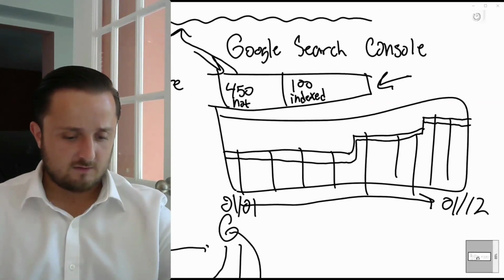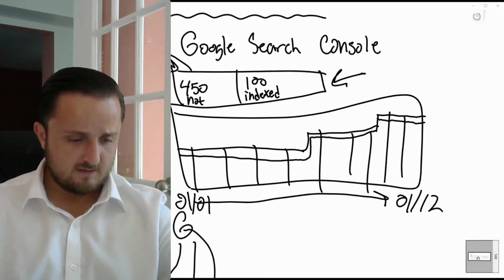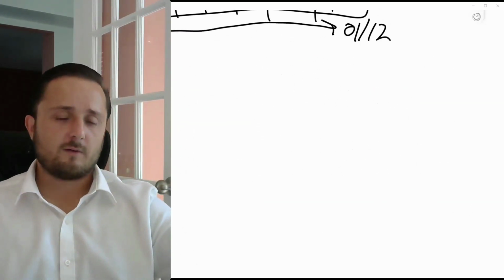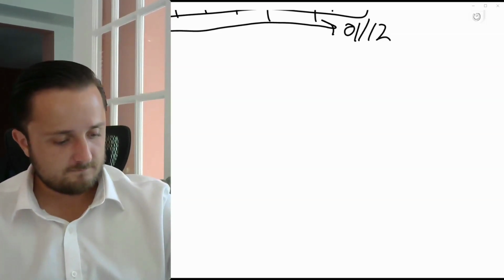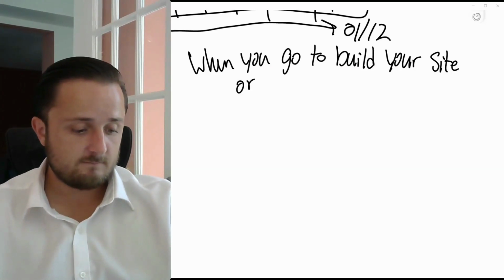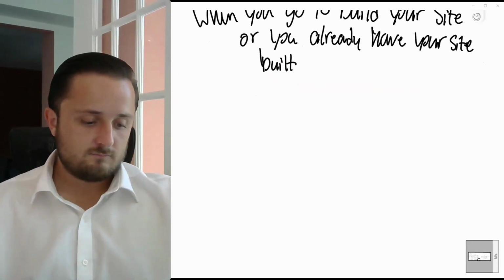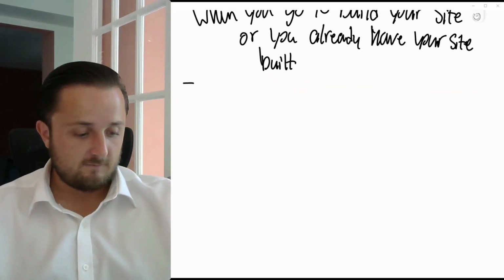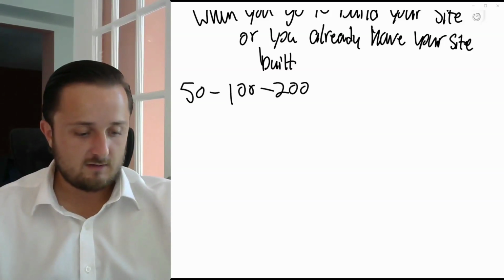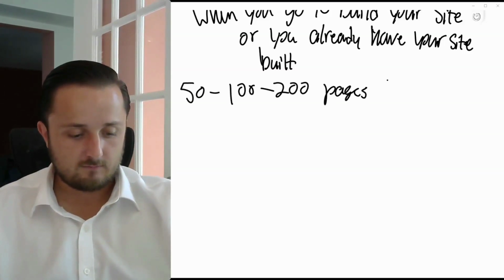Another thing, since we're here, that I want to talk about is when you go to build your website. As a roofing company, when you go to build your website, or you already have your site built, you don't need a huge website. You don't need 50 to 100 to 200 pages to rank.